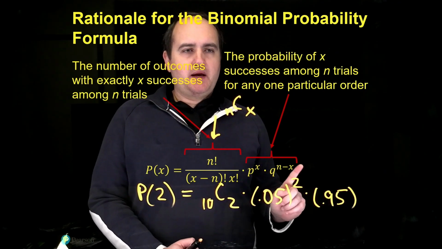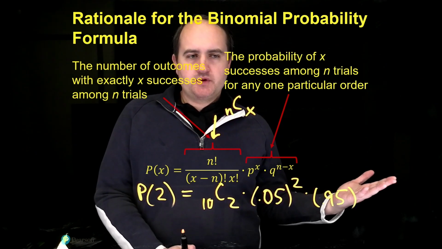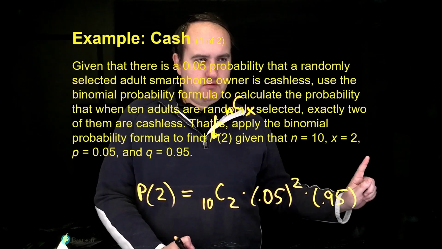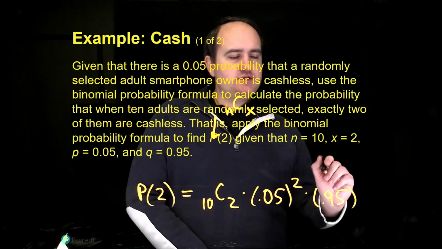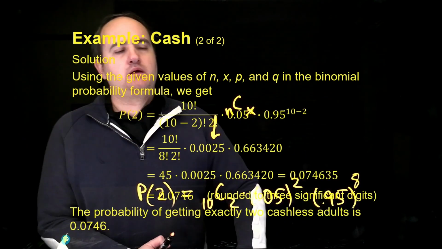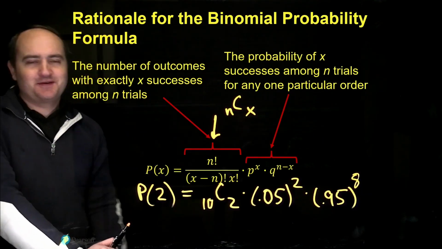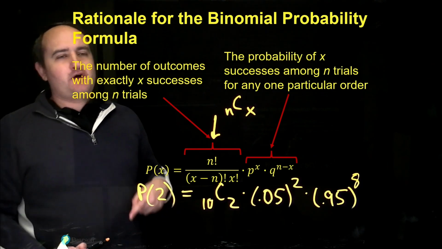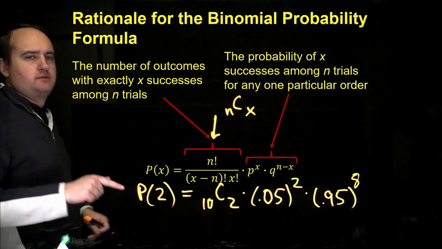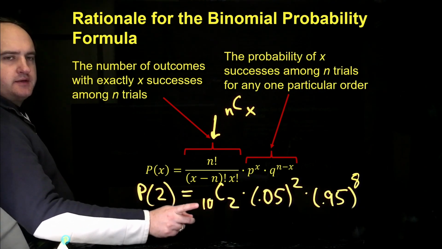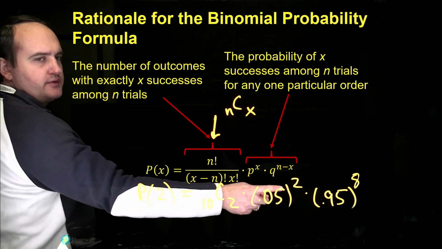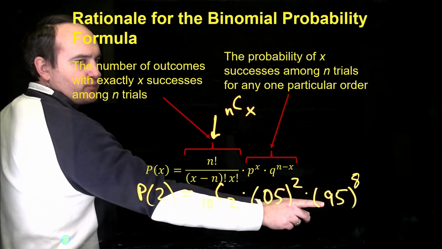to the, well, what's n minus x? Well, you could write it out, but most people could just do it in their head. 10 minus 2 is 8. So it's going to be 0.95 to the 8. Oops, did not mean to go to that slide yet. Okay, so hopefully that makes some sense. So probability of exactly 2 successes equals 10C2 times p to the x, so 0.05 to the 2, times q to the n minus x, 0.95 to the 8.